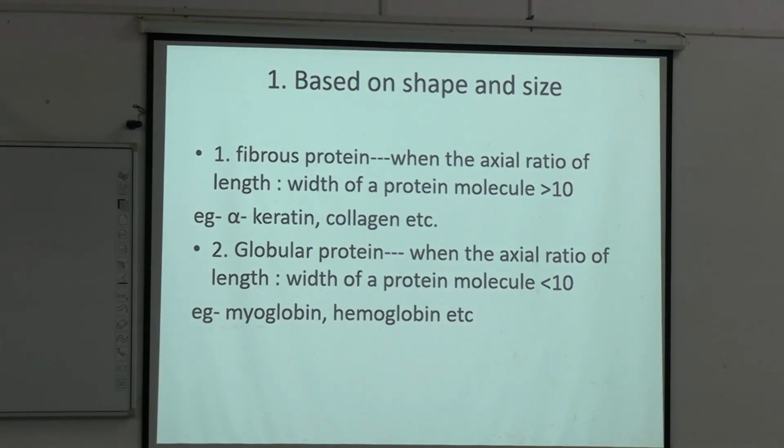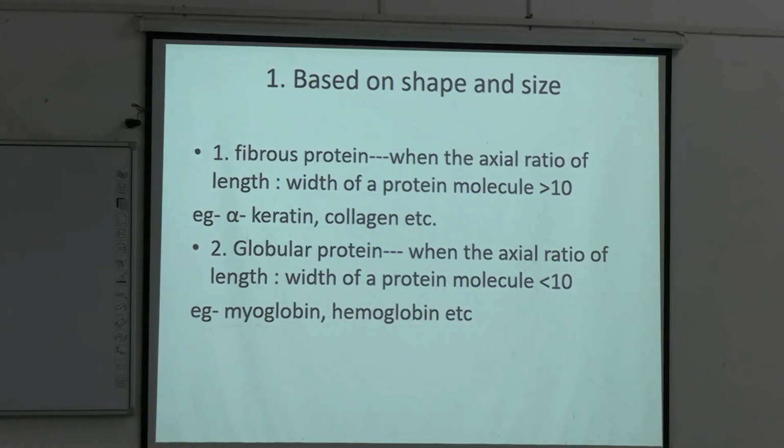Examples of fibrous protein: keratin, collagen, elastin. Example of globular protein: quickly, fast.